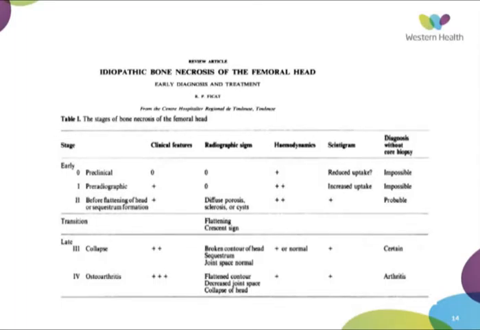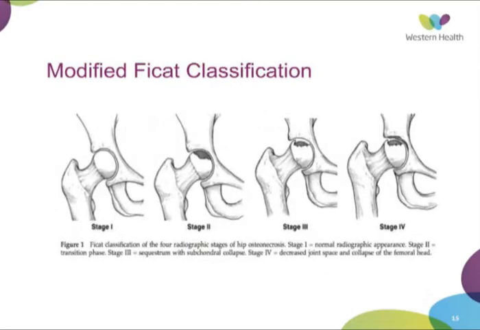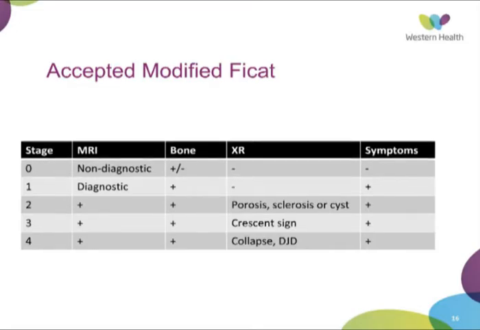I thought of this for the exam as the most relevant thing was that a stage 0 is preclinical and pre-radiological. Stage 1, as described here, has a normal radiographic appearance where the patient is symptomatic. Stage 2 is a transitional phase with sclerosis or cysts within the head. Stage 3 is subchondral collapse, and you get a crescent sign, and then stage 4 obviously is then affecting the acetabular side. So this is a summary of that accepted modified Ficat, which we used as a group for this exam.